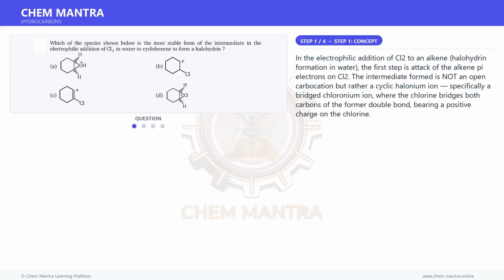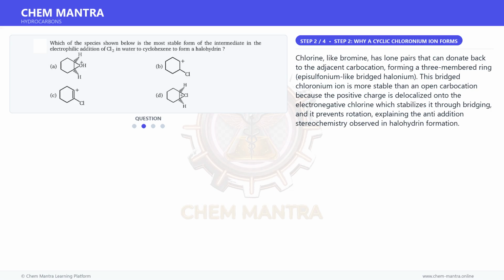In the electrophilic addition of Cl2 to an alkene, halohydrin formation in water, the first step is attack of the alkene pi electrons on Cl2. The intermediate formed is not an open carbocation but rather a cyclic halonium ion, specifically a bridged chloronium ion, where the chlorine bridges both carbons of the former double bond, bearing a positive charge on the chlorine.